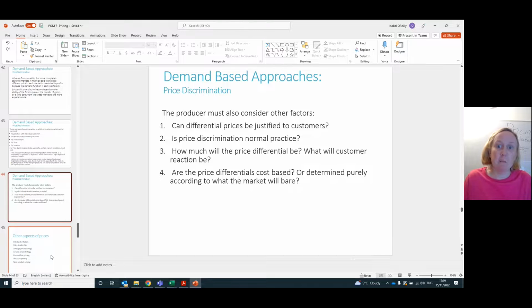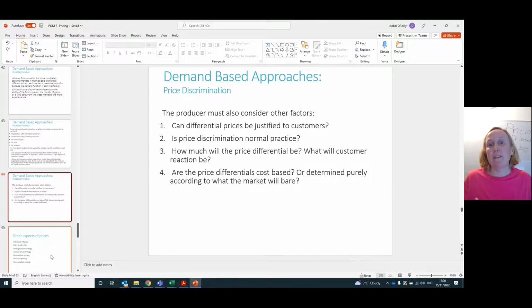Can the price differential be justified to customers? So if the customers who are paying the dearer, the more expensive price, find out that other customers are getting the cheaper option, is that going to cause a problem? So is it justifiable to those customers? Maybe in that other geographic area the costs are higher for various reasons. There's import charges or all sorts of things.